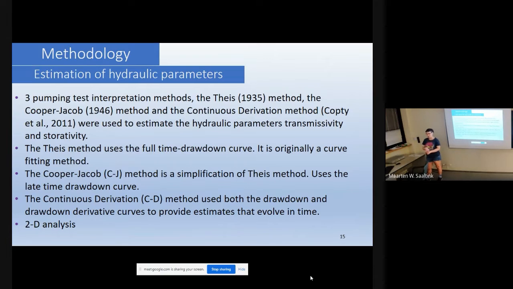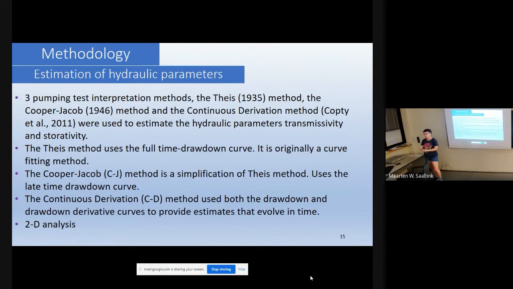And for the estimation of hydraulic parameters, we use 3 pumping interpretation methods: Theis, Cooper-Jacob, and continuous derivation methods. The Theis method uses the full time drawdown curve and is originally the MPT method. Cooper-Jacob is a simplification of the Theis method and uses the late time drawdown curve. And continuous derivation uses both drawdown and drawdown derivative curves to provide estimates that evolve in time.